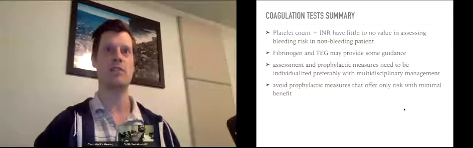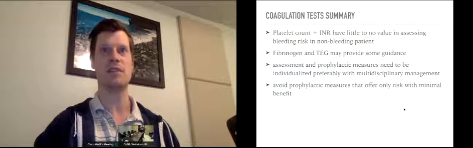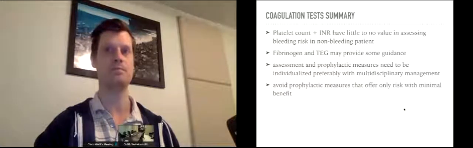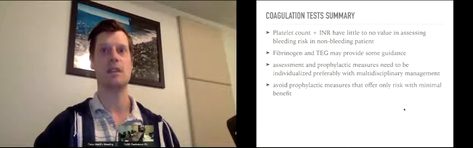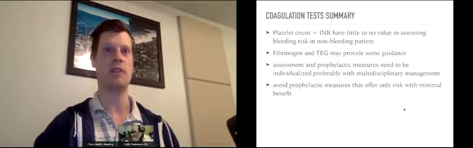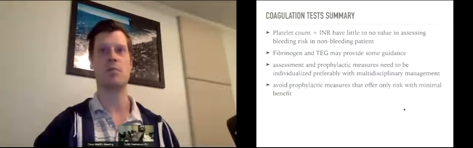So in summary of our coagulation tests, the most consistent finding across all of the literature has been the demonstration of intact clotting mechanisms in cirrhosis, despite abnormal conventional indices. There is virtually no utility in using platelet count or INR to assess bleeding risk. TAG and possibly fibrinogen may offer better guidance, but assessment and prophylactic measures need to be individualized, preferably with multidisciplinary management.